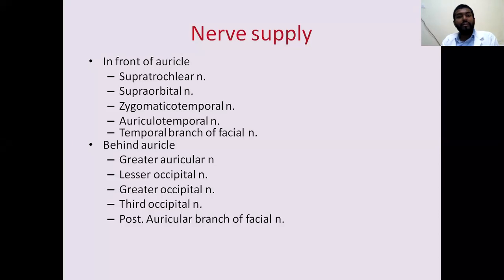Now, behind the auricle, you have the greater auricular and the lesser occipital, and the greater occipital and the third occipital. Three occipitals that are greater, lesser, and the third occipital, and a posterior auricular branch of facial nerve.